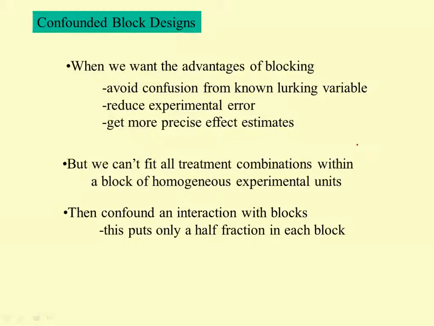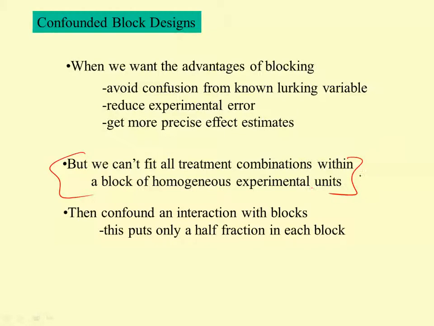So before, how do we do blocking in the full factorials? If we had 2 levels of a blocking variable, we did a full replicate of all the factors in this block and a full replicate of all the factors in that block. Do you remember that? That's a randomized complete blocking design. So each block contains the full factorial of all the factors. Okay? So that's great, but very often we can't do that.